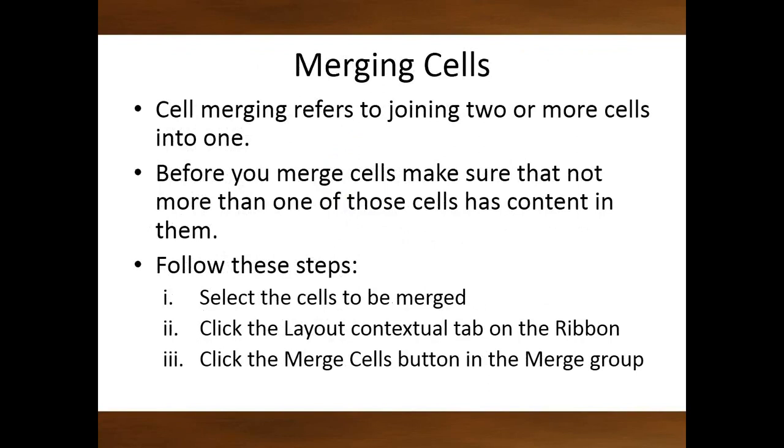Sometimes, whilst you are creating your table or you are entering data into it after creating it, at certain times you may want to combine some of the cells together so that they become one cell. Now, this is referred to as merging cells or cell merging. Cell merging refers to joining two or more cells into one.